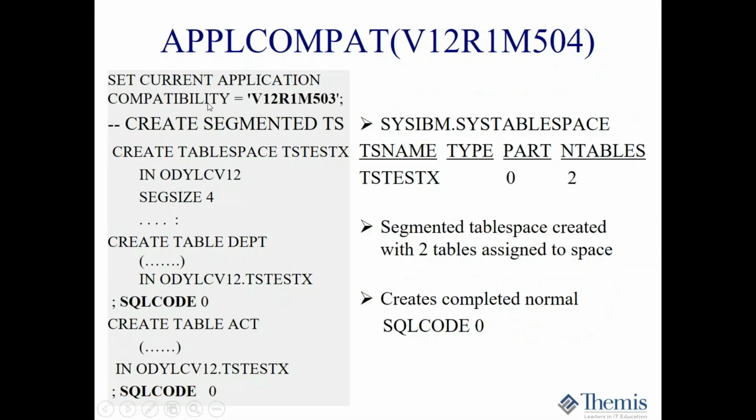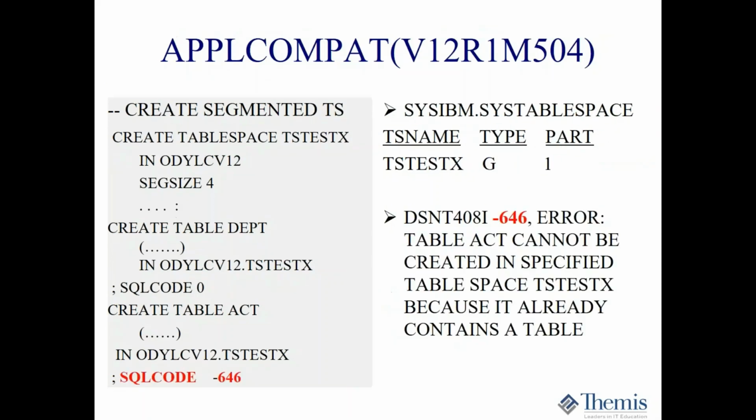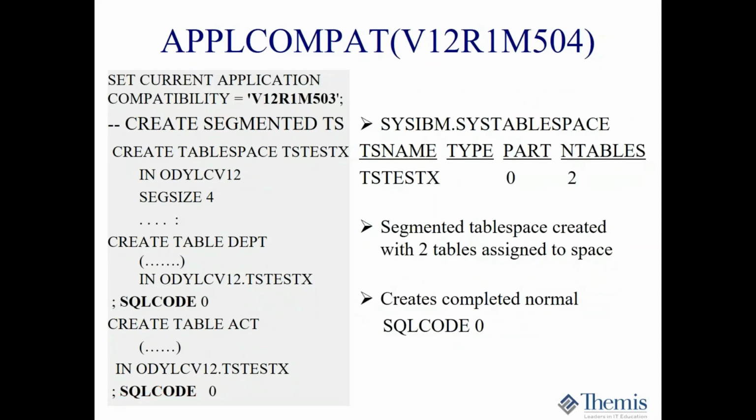What I have to do, if this is in a dynamic SQL process, such as SPUFI or DSNTIAD, DSNTEP2, what I usually use as batch TSO, dynamic SQL execution of a DDL statement, I have to set the application compatibility to a modification level less than 504. Then it'll work. Then I actually get a segmented table space. And the two tables are allowed to be assigned to it. So when you're dynamically creating these, and you get that negative SQL code, oops, we'll reset it. Now that's fine for your local activity.